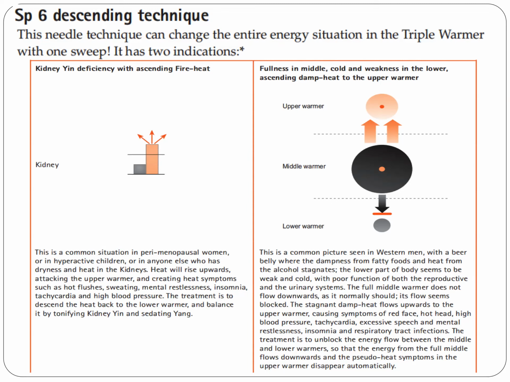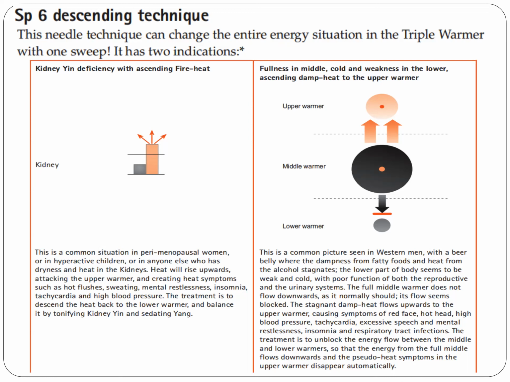The lower part of the body seems to be weak and cold, so with poor function of the reproductive and urinary systems. The full middle warmer, okay, malaki, does not flow downwards. Kasi dapat nagpo-flow siya downward as it normally should. Its flow seems blocked. Okay? The stagnant damp heat flows upwards to the upper warmer. And this causes symptoms of red face, hot head, high blood pressure, tachycardia, excessive speech, and mental restlessness. Okay, kaya pala, insomnia and respiratory tract infections.